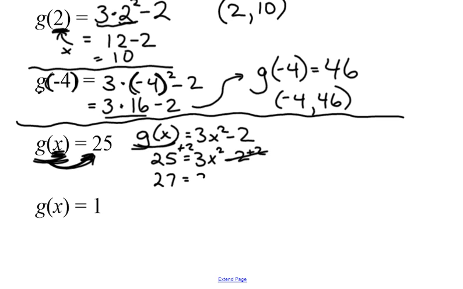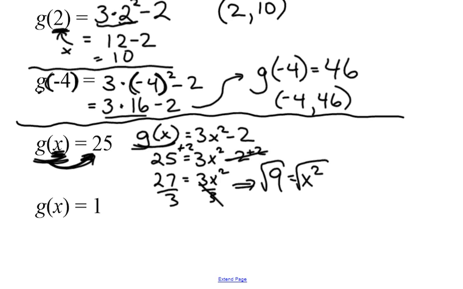27 equals 3x squared. What do I do now? I divide by 3. So what do I have? 27 divided by 3, 9 is equal to x squared. How do I get x by itself?